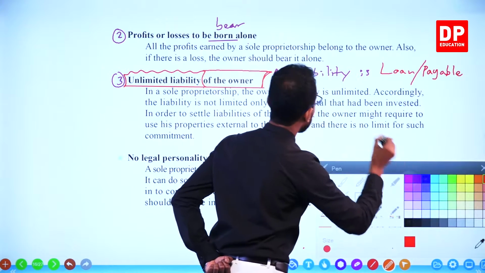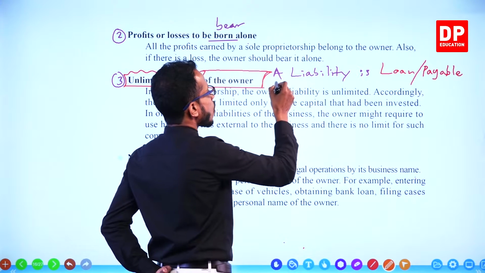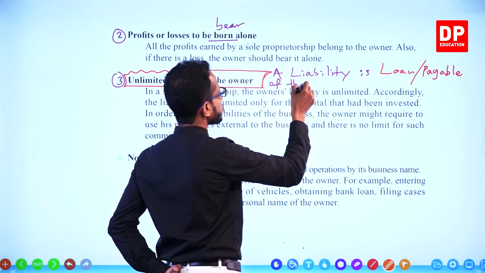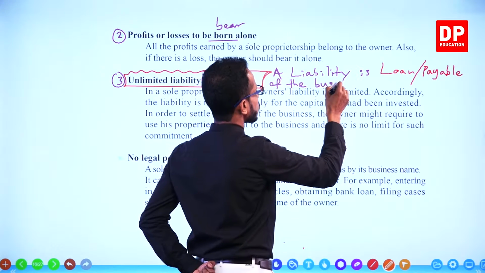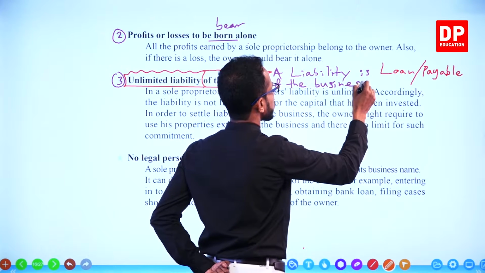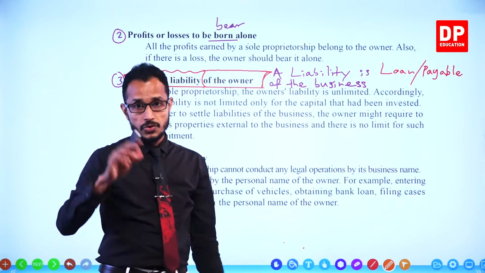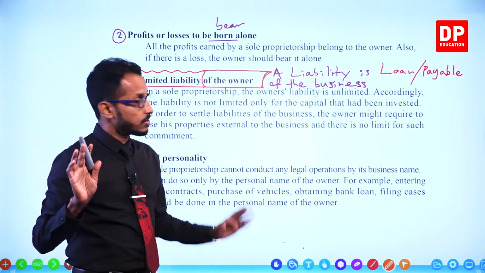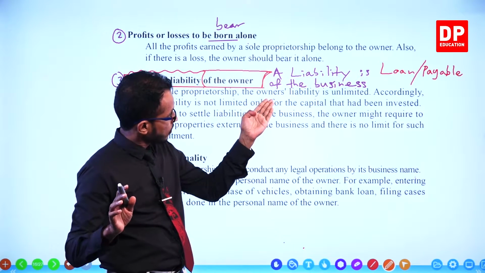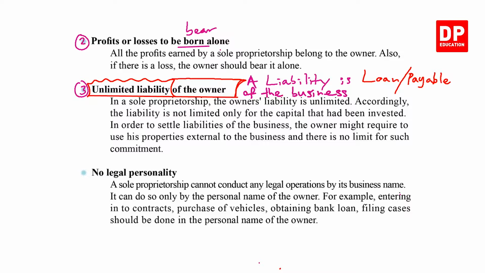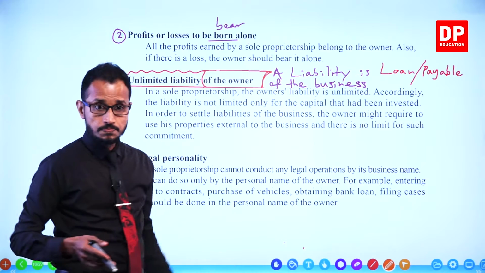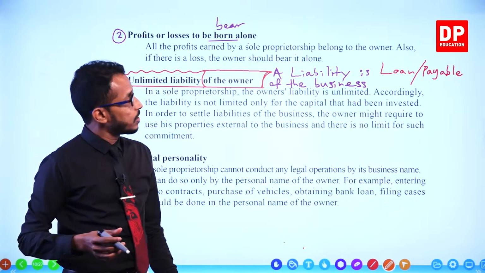A loan or a payable of the business. Payable amount of the business. I hope you can see my handwriting clearly. If you cannot see, just comment and let me know whether it's too small for you to see. A liability is a loan or a payable of the business. Okay? Owing.